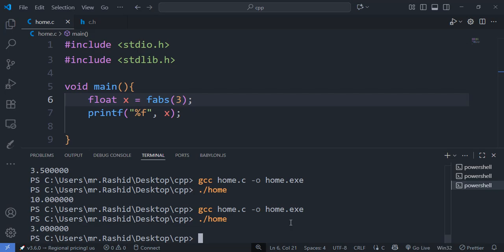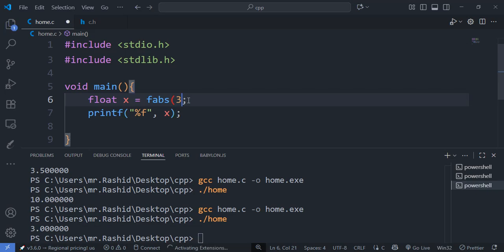We have another one which is called the hypotenuse function, and this one returns the square root of the sum of the square of the base and the square of the height, or opposite. Let me show you something here.